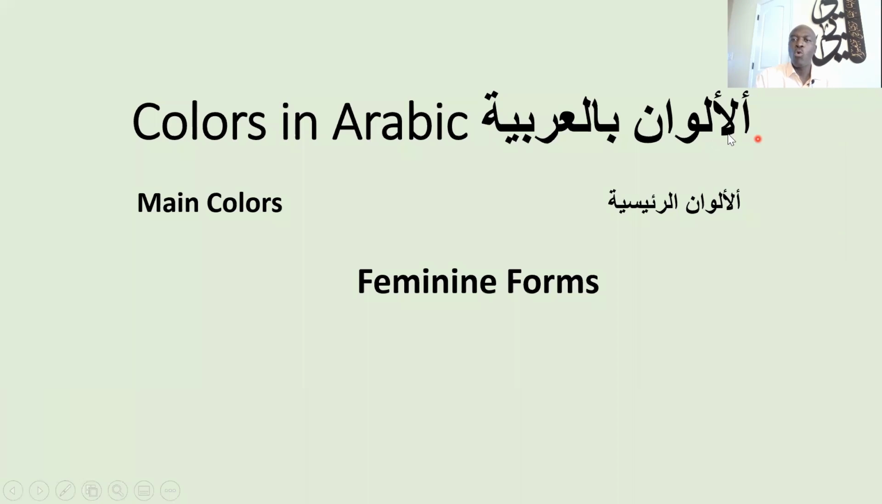Here we have الألوان بالعربية, colors in Arabic, and we have الألوان الرئيسية, the main colors. The main or the major colors, and I mean the rainbow colors, the 6 colors in Arabic. And we are talking about the feminine form today, because the previous video was about the masculine form of colors.